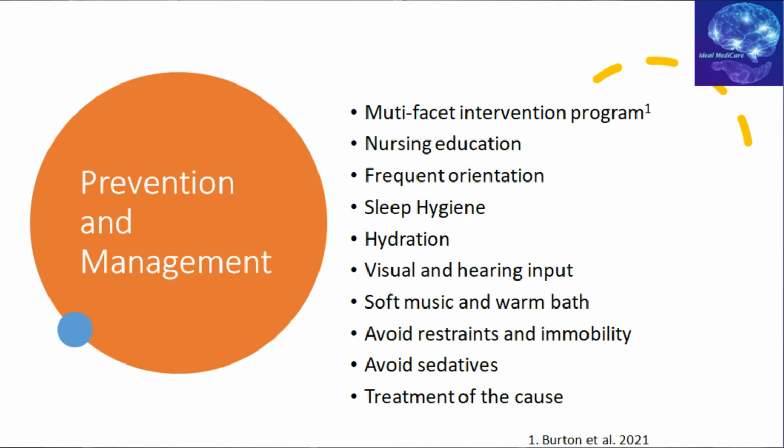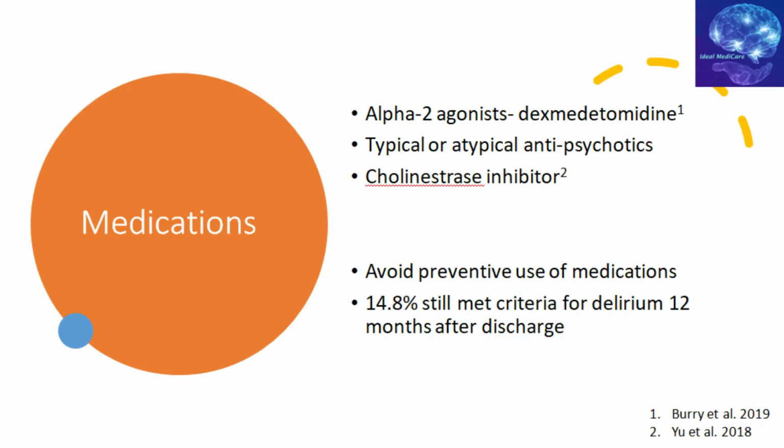And more importantly, avoid restraints and immobility. And you can imagine how tough that's going to be, especially in the ICU settings. Avoid sedatives and treat the cause. So the medications which have been noticed are the alpha-2 agonist, dexmedetomidine, and it has helped to reduce the ICU stay of the critically ill patients. But in terms of the mortality, it doesn't change much.